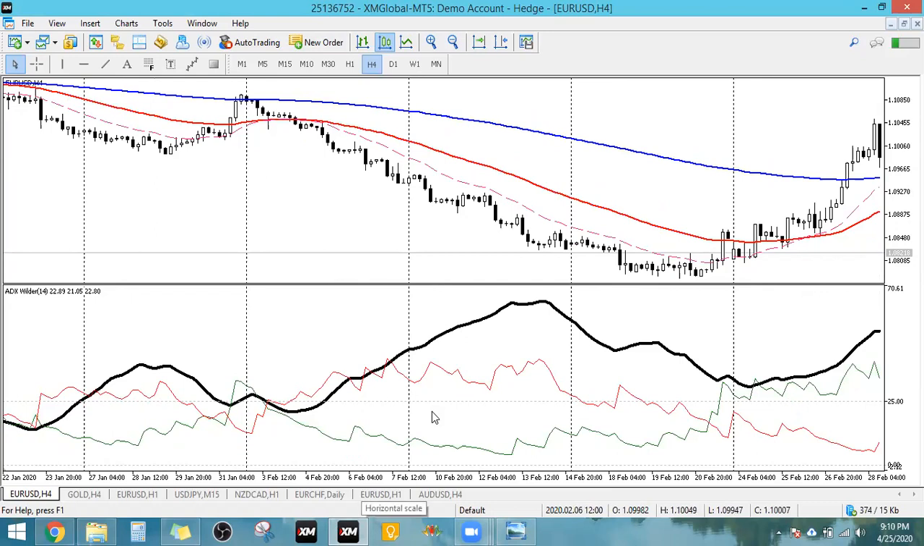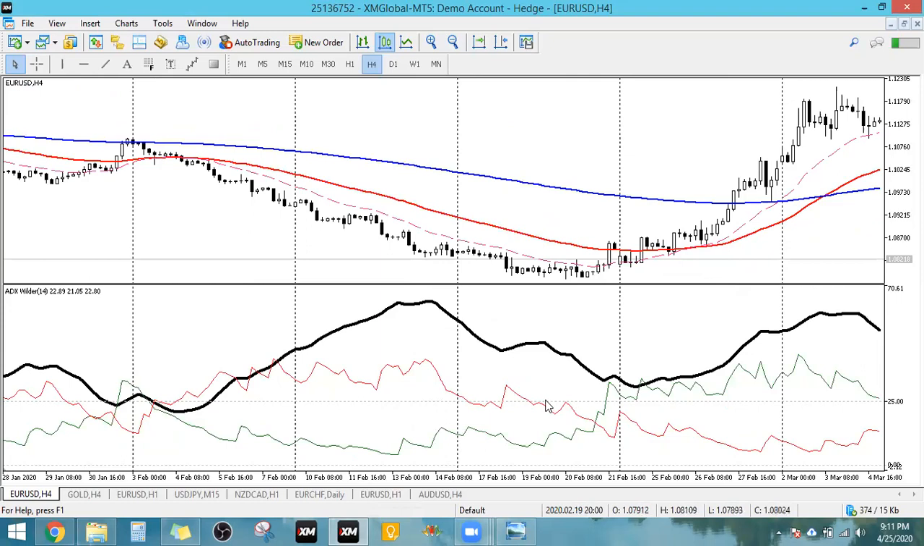Mas malikot lang yung linya kaya mahirap siya tignan. Kasi yung moving average natin medyo suabe, medyo smooth siya. It's kind of easy to read. But this one, it's kind of choppy. And that's why a lot of people don't really like to use this very much. Yung positive at saka negative DI. But at least you know how to use it now.